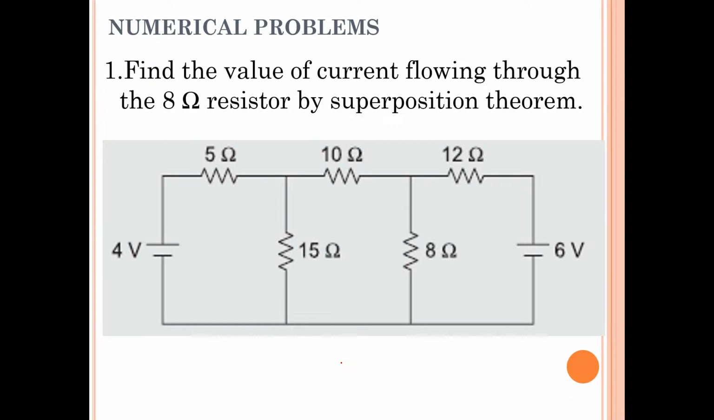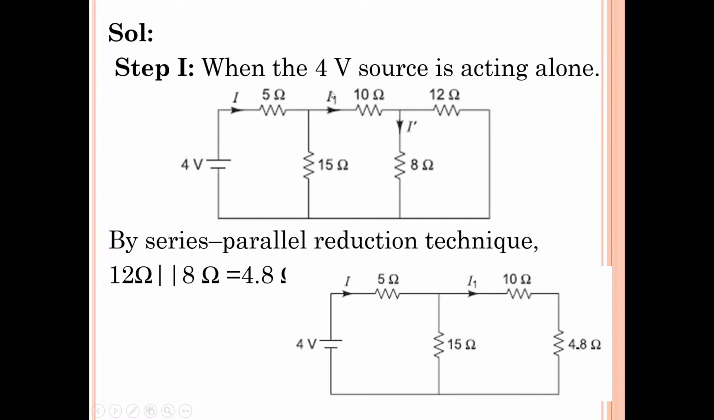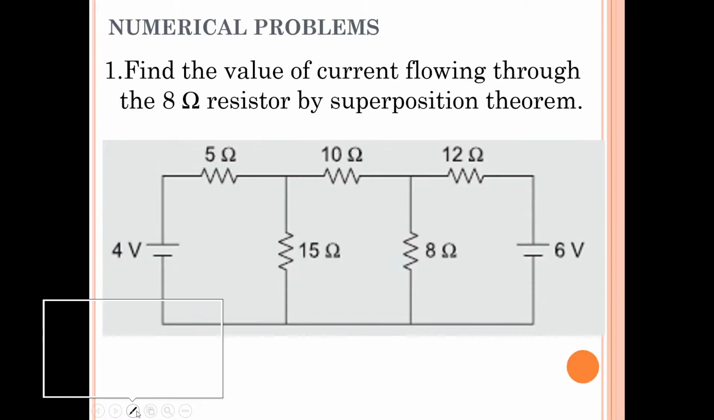Okay then. Now let us solve some numerical problems. Find the value of current flowing through the 8 ohms resistor by superposition theorem. That's what the question is. So this is the circuit. You people can write down the question and copy the circuit.